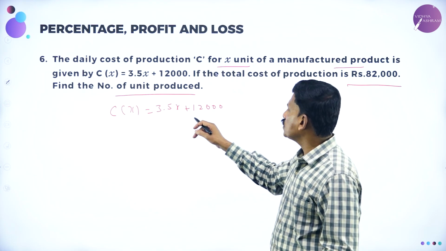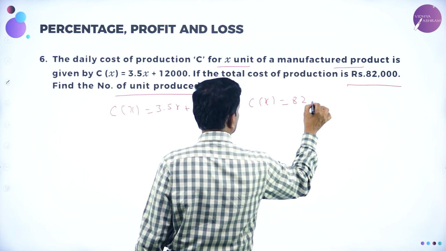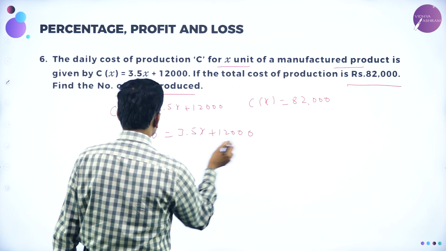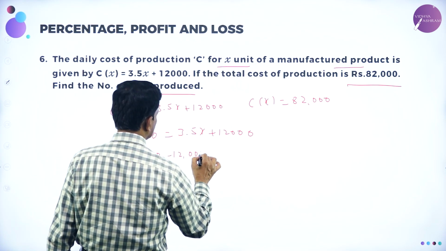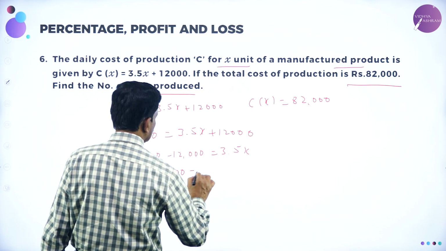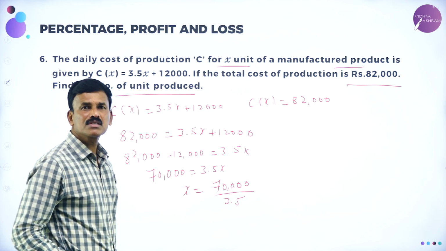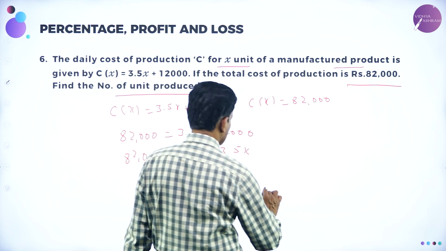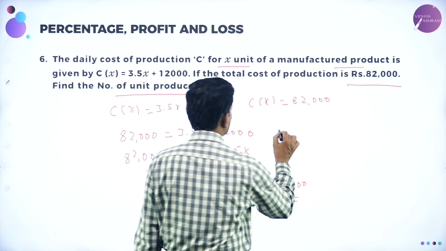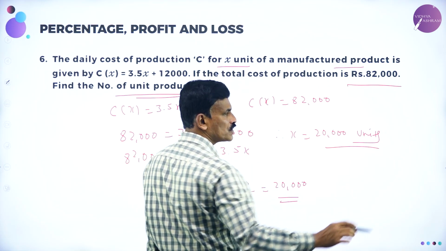So, what is given? C of x is equal to 3.5x plus 12,000. Now, here C of x is 82,000. Substitute here: 82,000 is equal to 3.5x plus 12,000. Simplify this: 82,000 minus 12,000 is equal to 3.5 times x. That is 70,000 is equal to 3.5x. x is equal to 70,000 divided by 3.5, which is nothing but 20,000. So, 20,000 units is the required answer. Therefore, the number of units produced is x equal to 20,000 units.